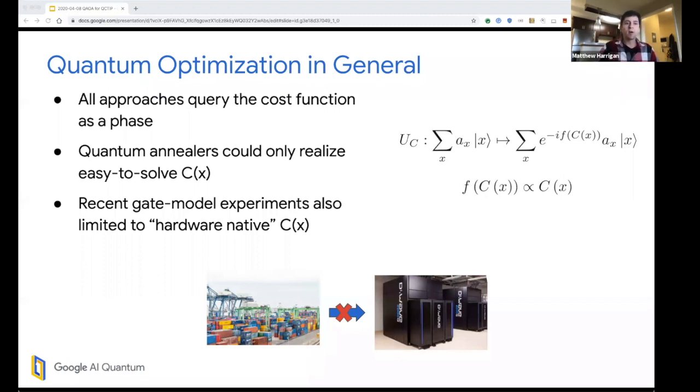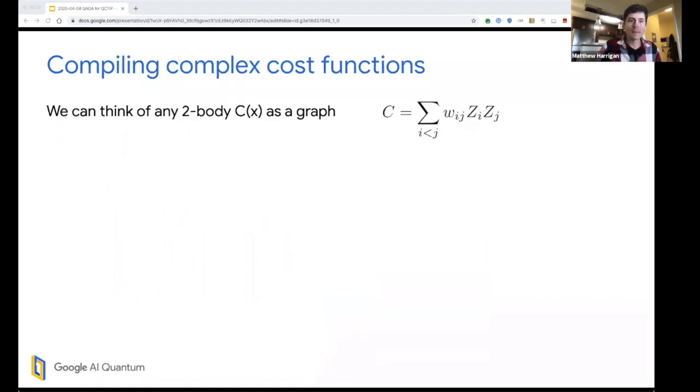And quantum annealers, their downfall is that they could only realize easily solvable cost functions due to the physical restrictions of the hardware. But recent gate model experiments have also sort of fallen into this trap, limited to hardware native cost functions. And what do I mean by hardware native cost functions? That's when the problem graph matches the hardware topology. And what do I mean by problem graph?